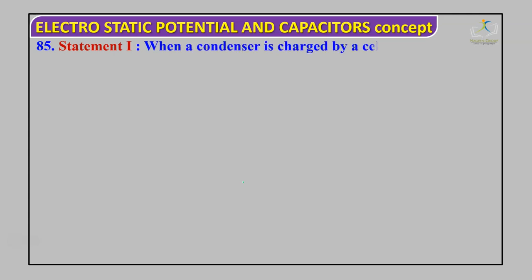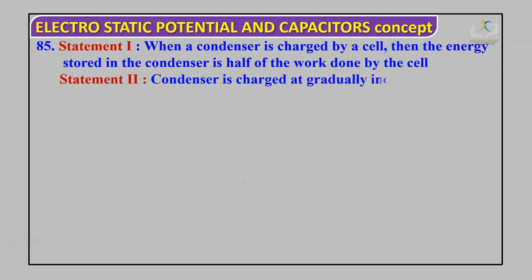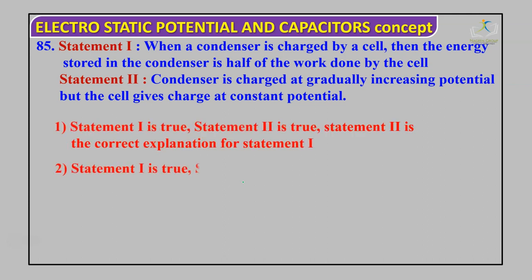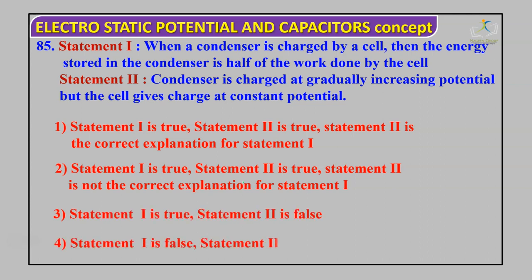Next question we have, again an assertion reason type question. Statement first, when a condenser is charged by a cell, then the energy stored in the condenser is half of the work done by the cell. Statement second, a condenser is charged at gradually increasing potential, but the cell gives charge at a constant potential. We have these options. So, the correct option for this question is option 1.